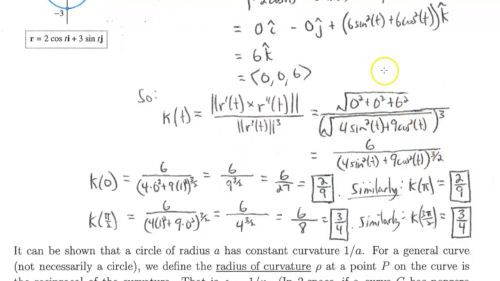If we simplify this, the numerator is 6. The denominator has a square root of something and then cubed, which is really taking it to the 3/2 power. So we have 4 sine squared plus 9 cosine squared, all to the 3/2 power.